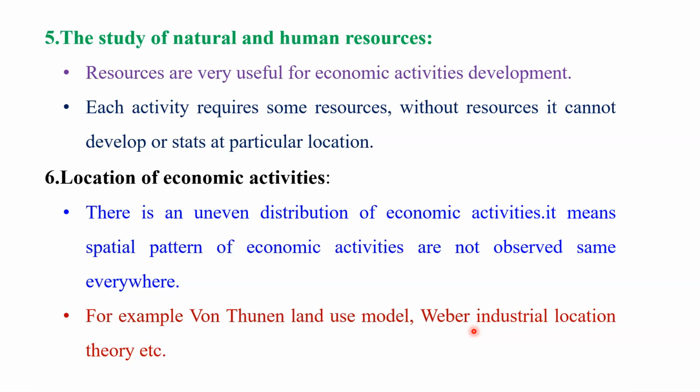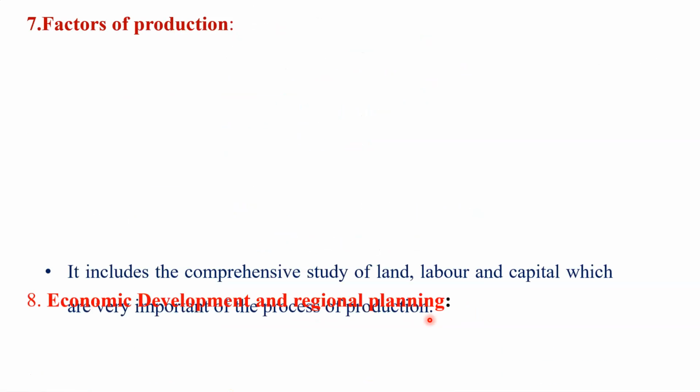So it means, in both theories, Von Thünen's model and Weber's theory, both are ideal examples of how the location of economic activities is decided with the help of various factors that we study in detail in economic geography. So the location of economic activity is a very important part of our study of economic geography.